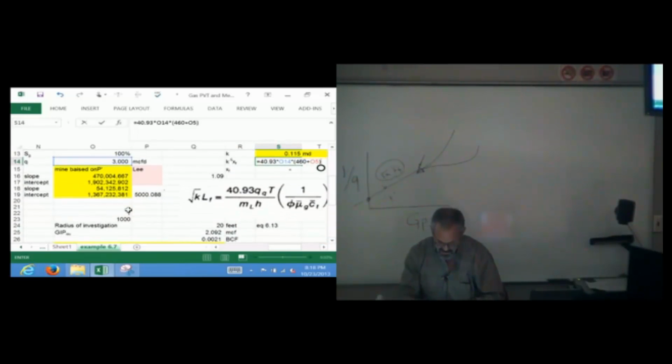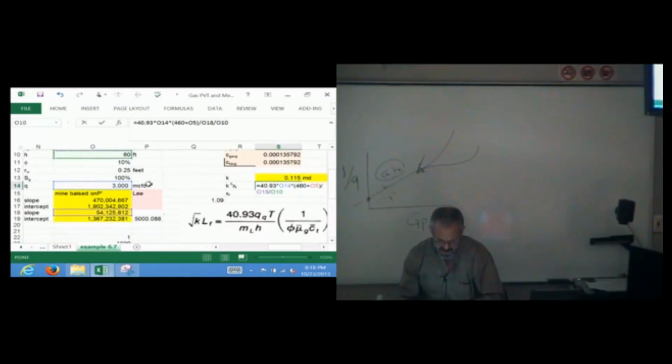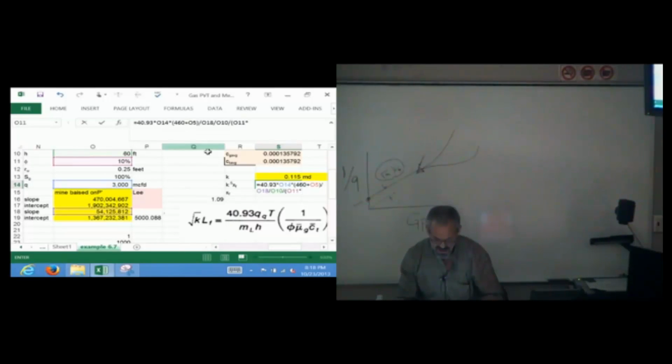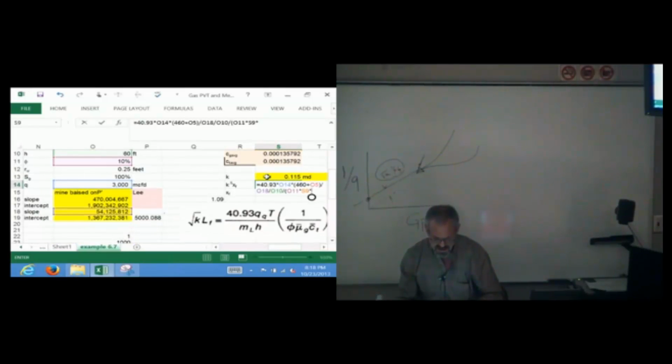Divided by the slope. Well, we've already calculated the slope. It's right here. Divided by H. Then it says times 1 over that, but how about if I just divide by that grouping? Divide by porosity times gas viscosity times total system compressibility. I think I'm done.